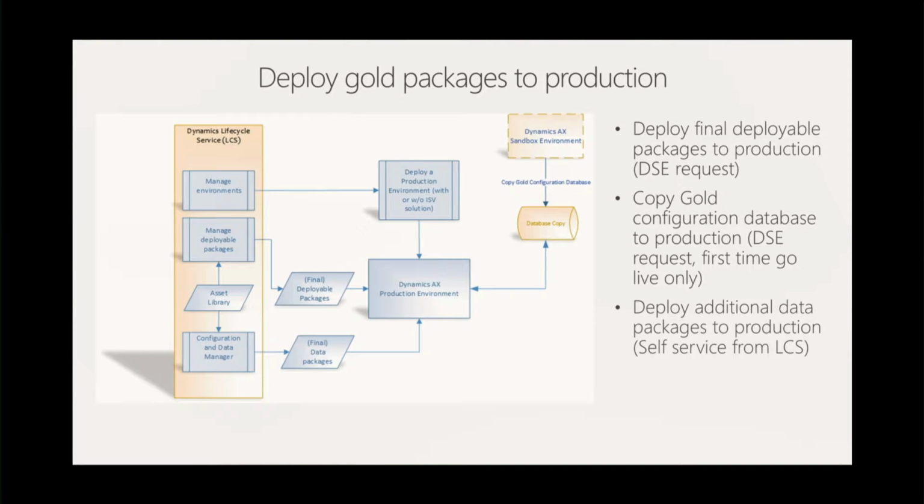So once you are ready, you are within LCS, and you go through the several steps of the methodology until you're ready to go to production. You deploy that environment. You go and apply your final deployable packages to that environment. So basically what you have done here is you have taken all the code that was developed and tested, developed on the dev box, tested on the UAT, and you ask DSE to deploy it on your production.